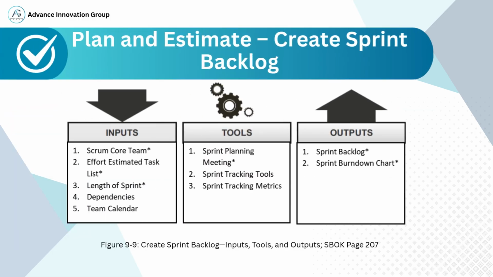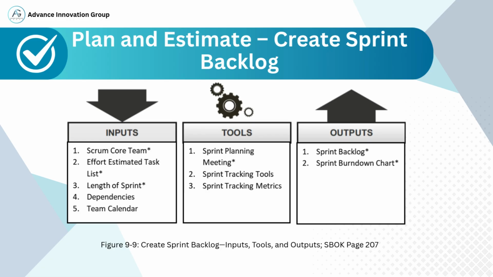In this slide, we are focusing on the final step of the plan and estimate phase, creating the sprint backlog. The sprint backlog is a detailed list of tasks the Scrum team commits to completing in the upcoming sprint. It is created during the sprint planning meeting using various inputs, such as the effort estimated task list, which provides detailed effort values for each task. The length of the sprint, which defines how much can realistically be completed. Dependencies and the team calendar, which influence the sequencing and availability of team members.